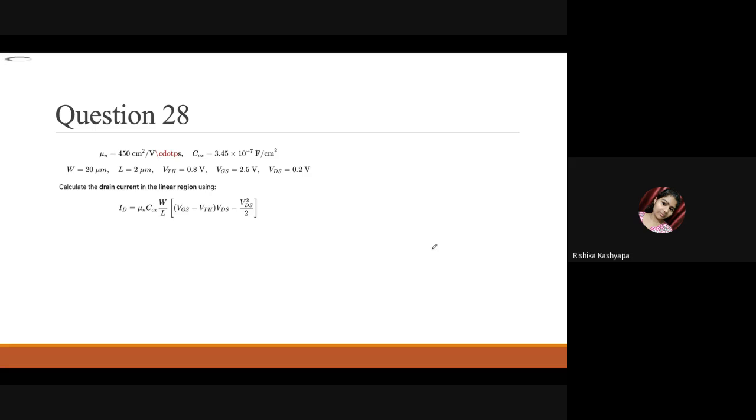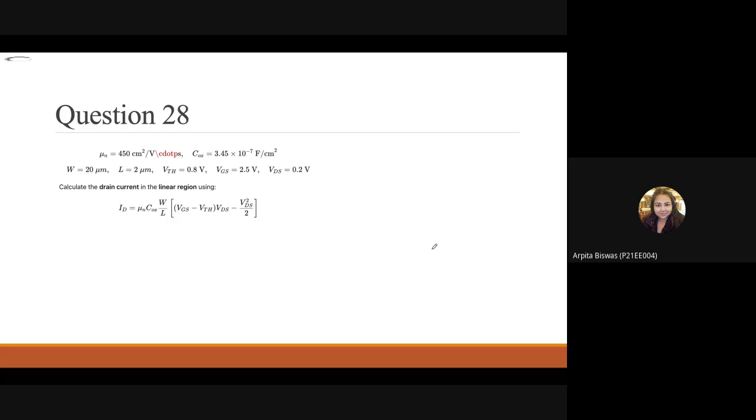Ma'am, 217.35 into 10 to the power minus 6. Is this the right option? Anyone else? Have you calculated? I think the answer is 4.968 into 10 to the power minus 4. Just see the calculation carefully.